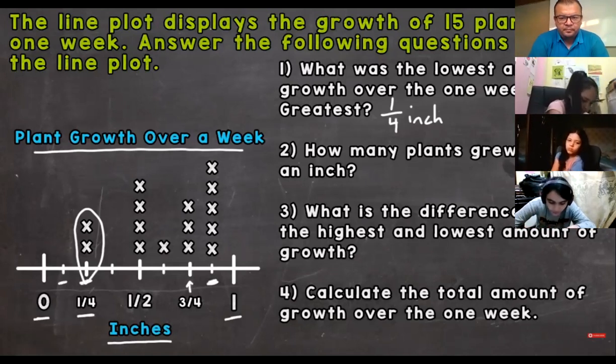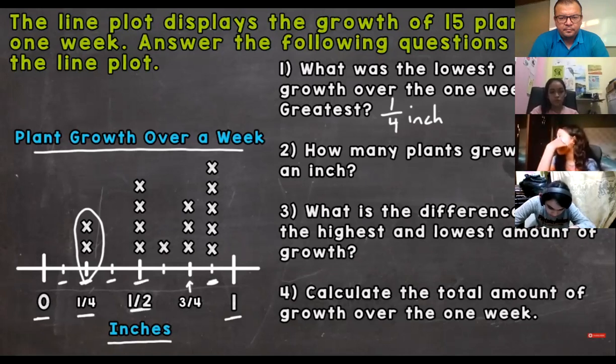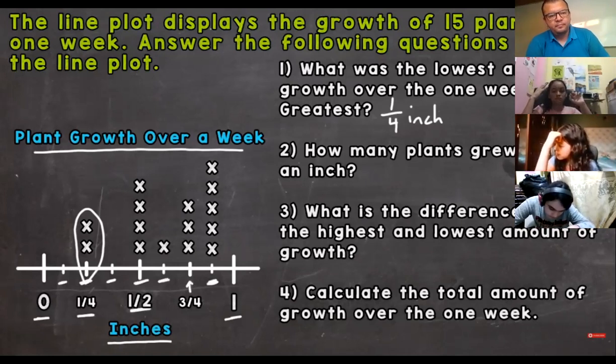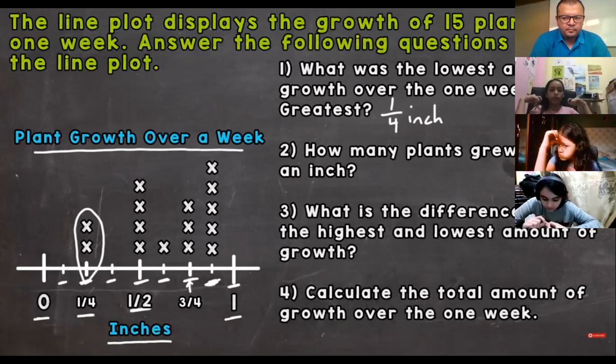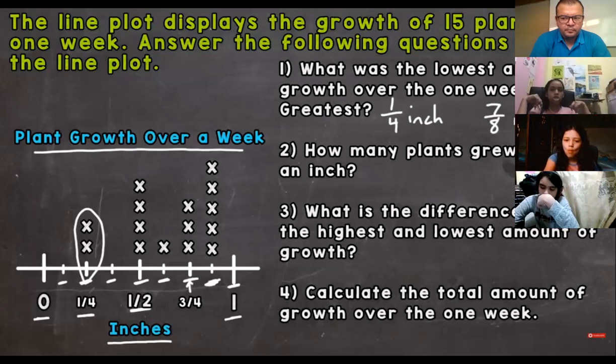2/8, which is equivalent to 1/4, 3/8, 4/8, which is equivalent to this 1/2. We always use the simplified versions of the fractions. 5/8, 6/8, which is simplified to 3/4, and then this would be 7/8, and then lastly 8/8, which is 1 whole. So right here, the greatest amount grown over a week would be 7/8 of an inch.